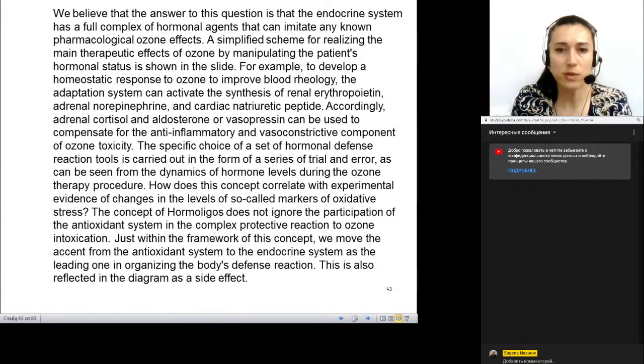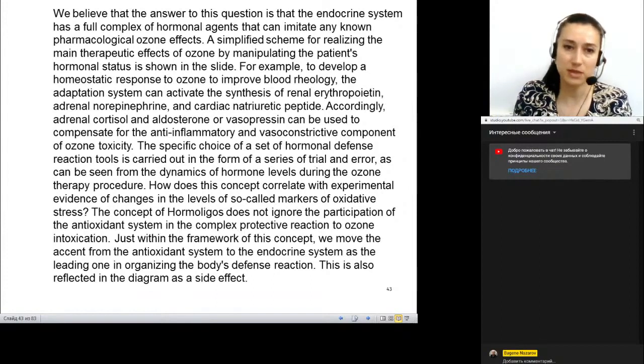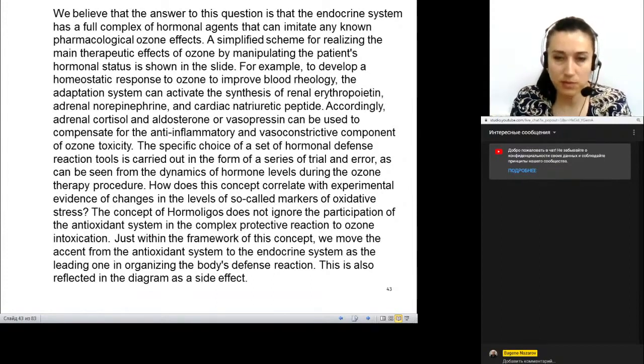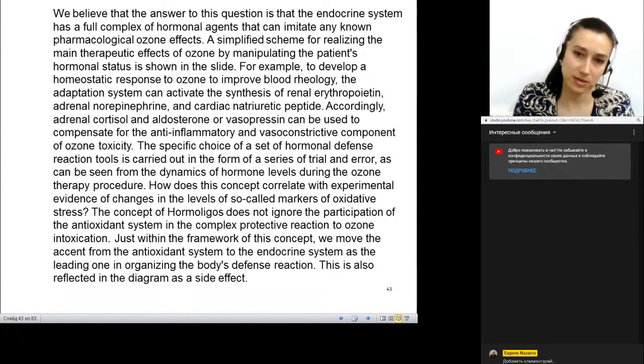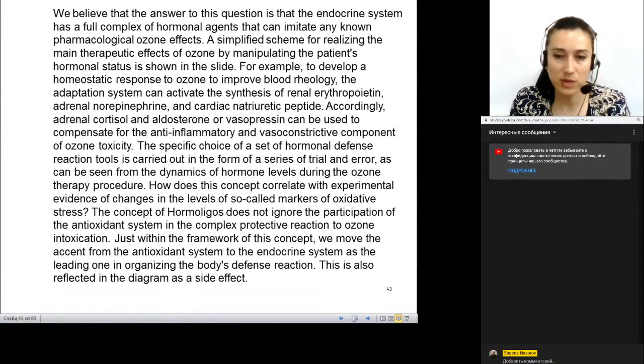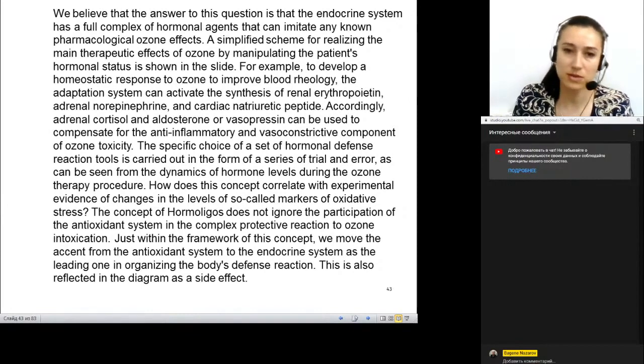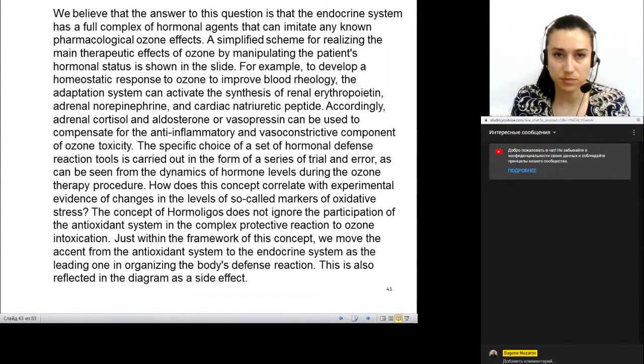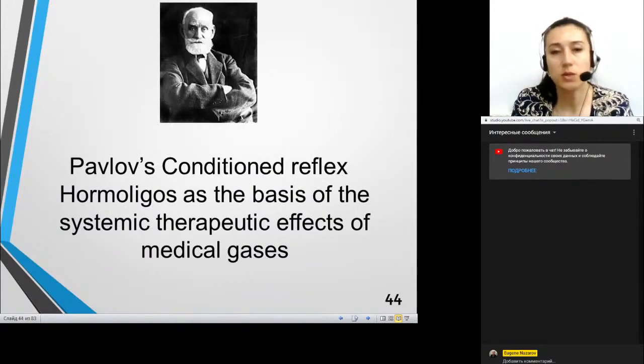The concept of homologous doesn't ignore the participation of the antioxidant system in the complex protective reaction to ozone intoxication. Just within the framework of this concept, we move the accent from the antioxidant system to the endocrine system as the leading one in organizing the body's defense reaction. This is also reflected on the diagram on the side. So let's go through Pavlov's conditional reflex homologous at the basis of the systemic therapeutic effects of medical gases.